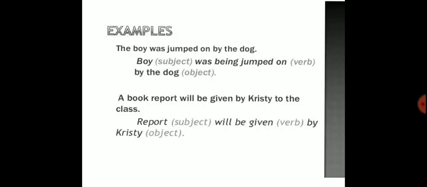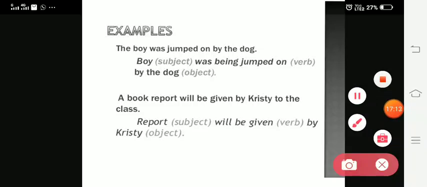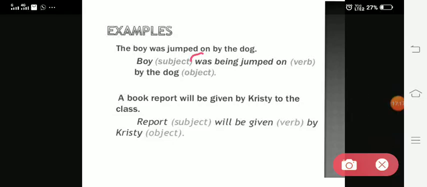We can recognize that this sentence is in passive voice because the passive keywords are always used. So here, how are you going to recognize this is passive voice? As I told you, the keyword is used: was, here will be is the keyword. And that's why I have recognized this is passive voice.